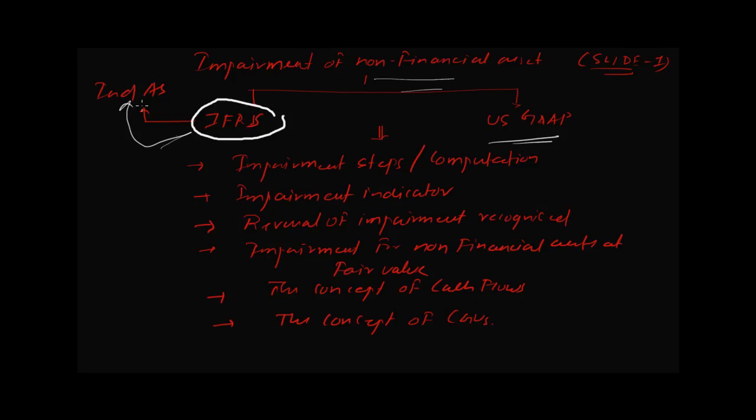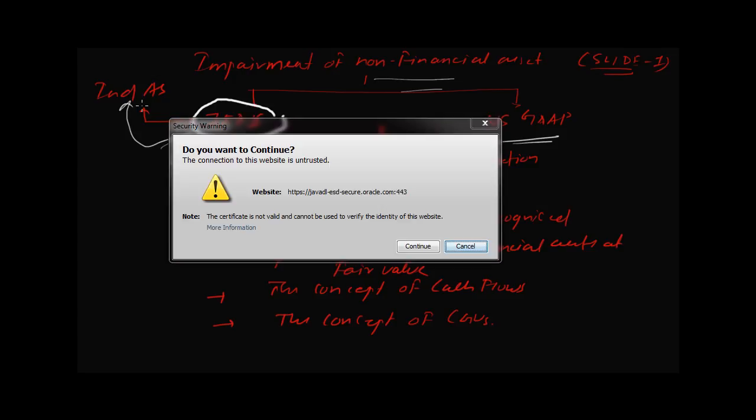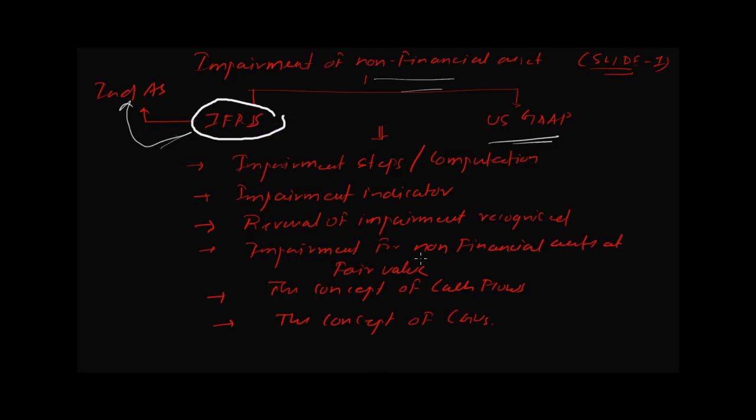It's very less, or I can say there is not much of distinction between IFRS and Ind AS in terms of impairment of non-financial assets. But I found when I was reading US GAAP, there are 6 major differences in terms of impairment of non-financial assets. So anyone who is interested to evaluate and understand the differences between IFRS and US GAAP, here we go.